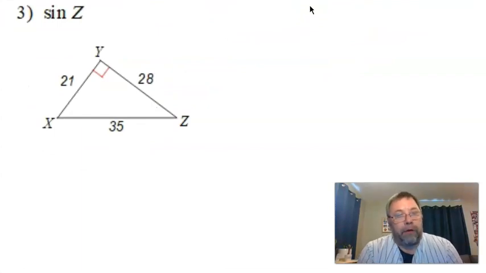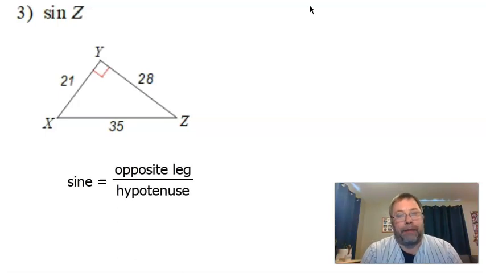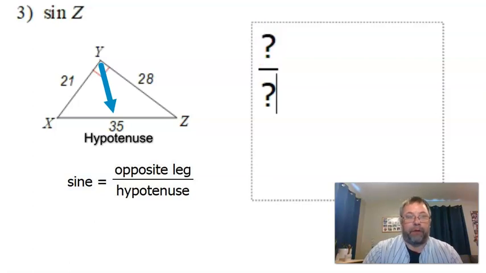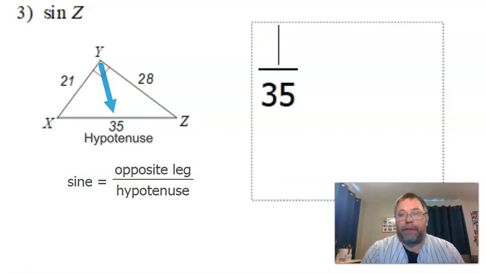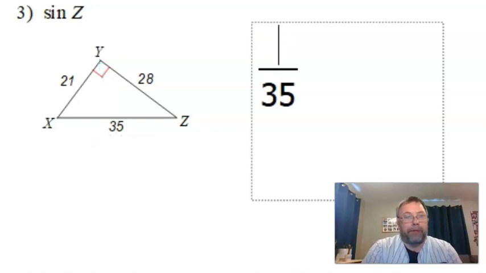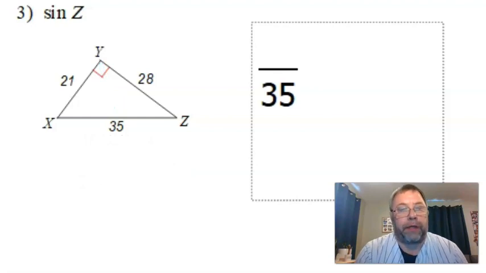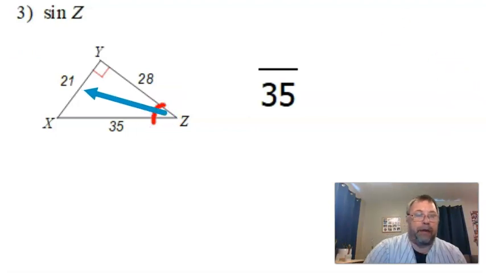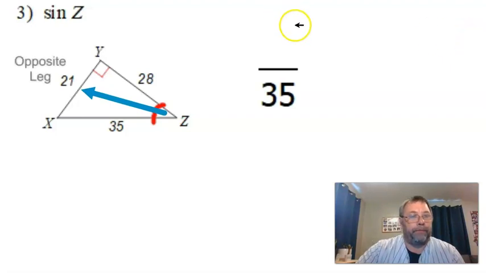From the last video, you should now know that the sine ratio means the opposite leg divided by the hypotenuse. And in this problem right away, across from the 90-degree angle is always your hypotenuse, so I know that's 35. So I know 35 will go on the bottom. But which is my opposite leg? Well, that depends on which angle we're talking about. Are we talking about angle x or angle z? In this case, we're talking about angle z. And angle z is this guy here. The leg on the other side of it is the 21.